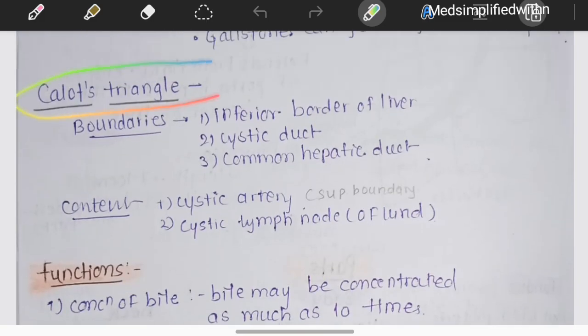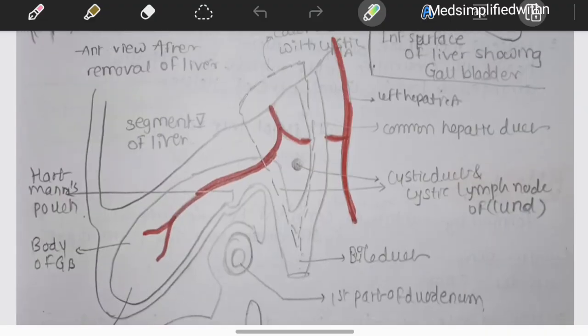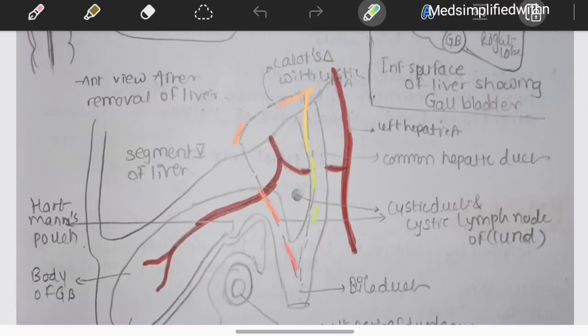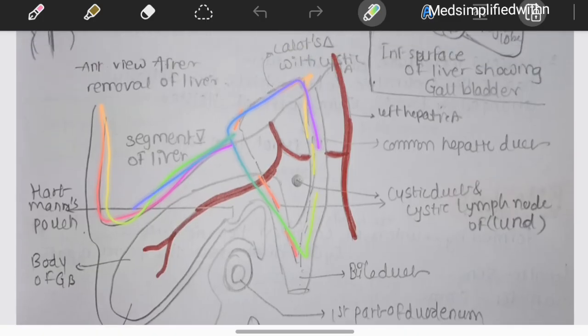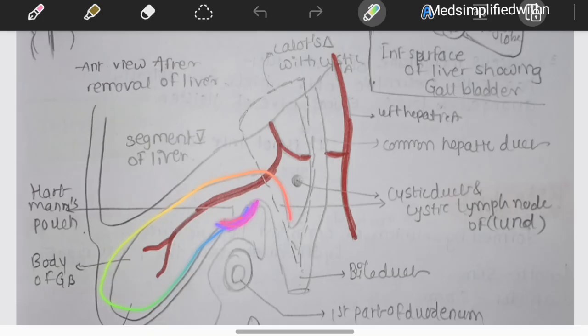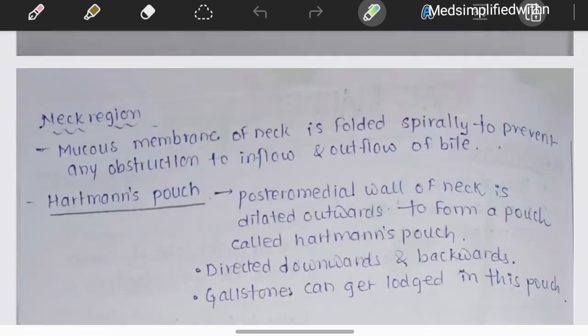And another is Callot's triangle. Callot's triangle, I will show you. This is the Callot's triangle. This is the segment of the liver, the fifth segment of the liver. It is the gallbladder. It is the Hartmann's pouch. This is the Hartmann's pouch, and this is the Callot's triangle. Let's see detail about the Callot's triangle.